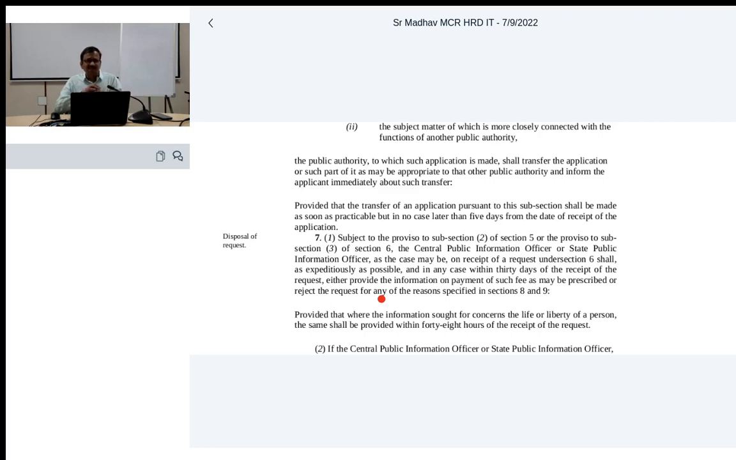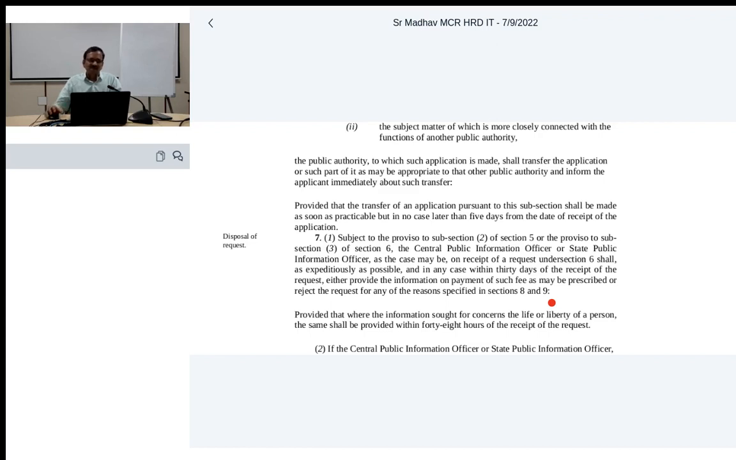Once you decide to provide information, you can provide information on payment of fee as prescribed. So the Right to Information Rules 2012 also prescribes certain fees to be collected, mostly 2 rupees per A4 size page and other categories of fees, which can be paid according to rules. But if the PAO chooses not to disclose, that means withholding. That means reject. She has to reject the request.